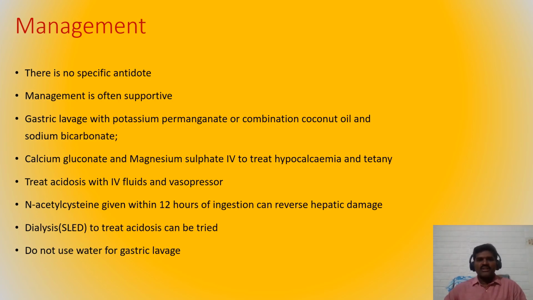Potassium permanganate or a combination of coconut oil with sodium bicarbonate is the recommended solution for gastric lavage. But whenever infusing these compounds, we should take utmost care. Before going into gastric lavage, you need to secure the airway, or else it can result in aspiration and severe chemical pneumonitis. Calcium gluconate and magnesium sulfate IV to treat hypocalcemia and tetany. Treat the acidosis with IV fluids and vasopressors.